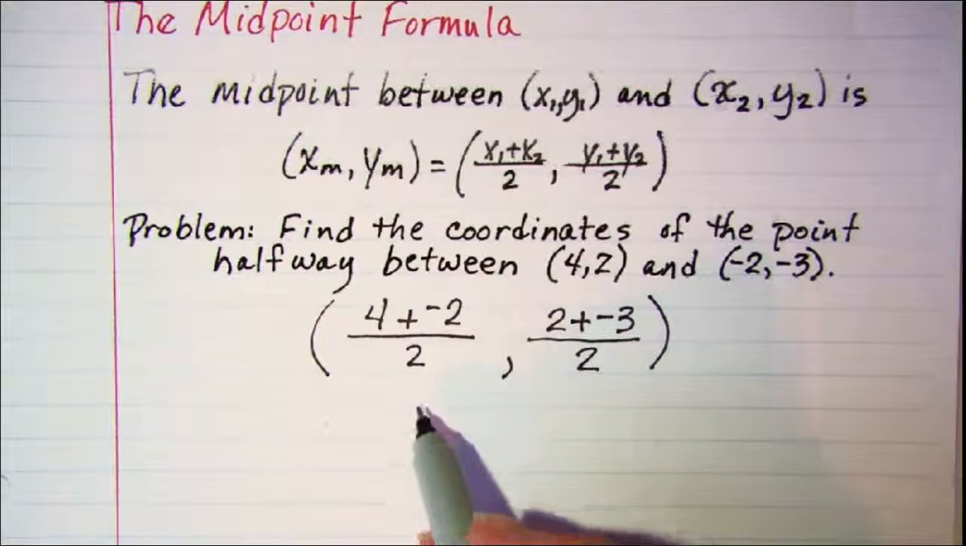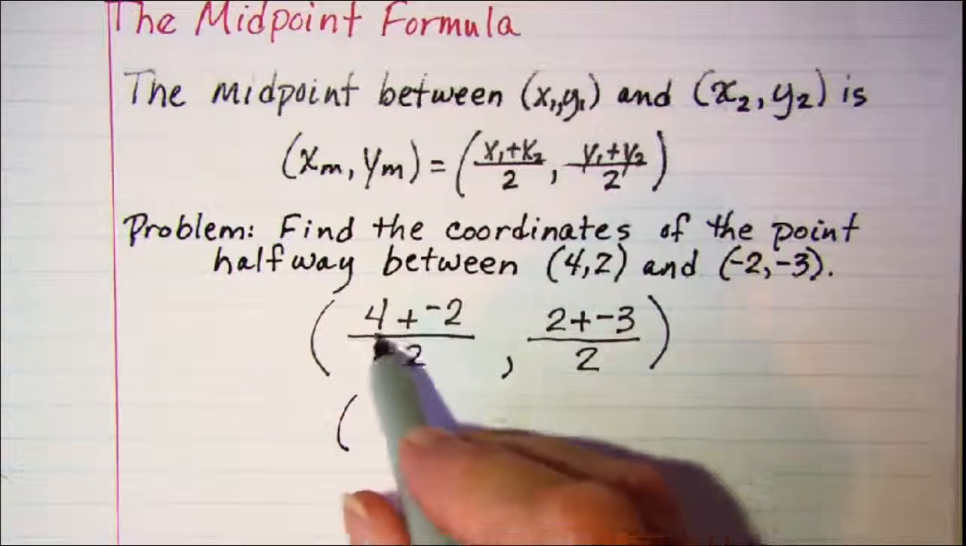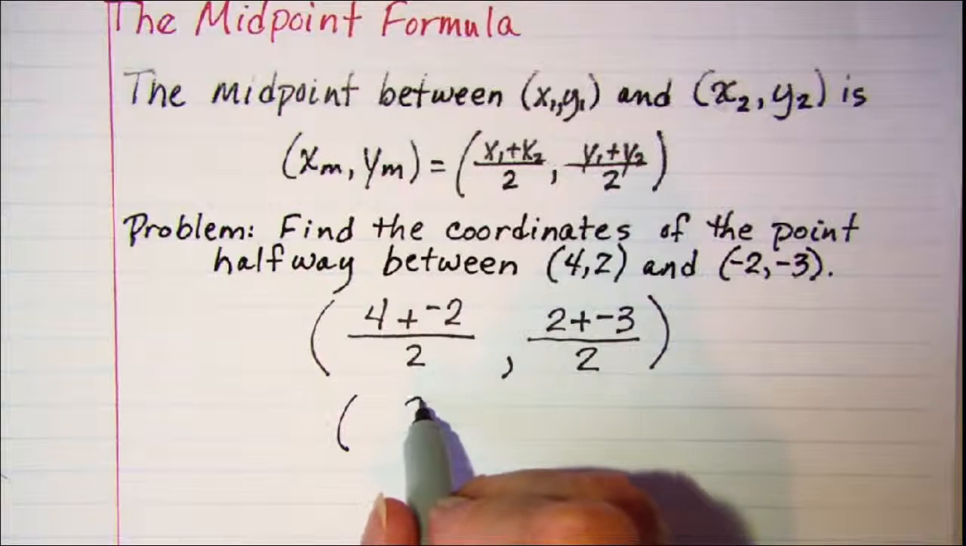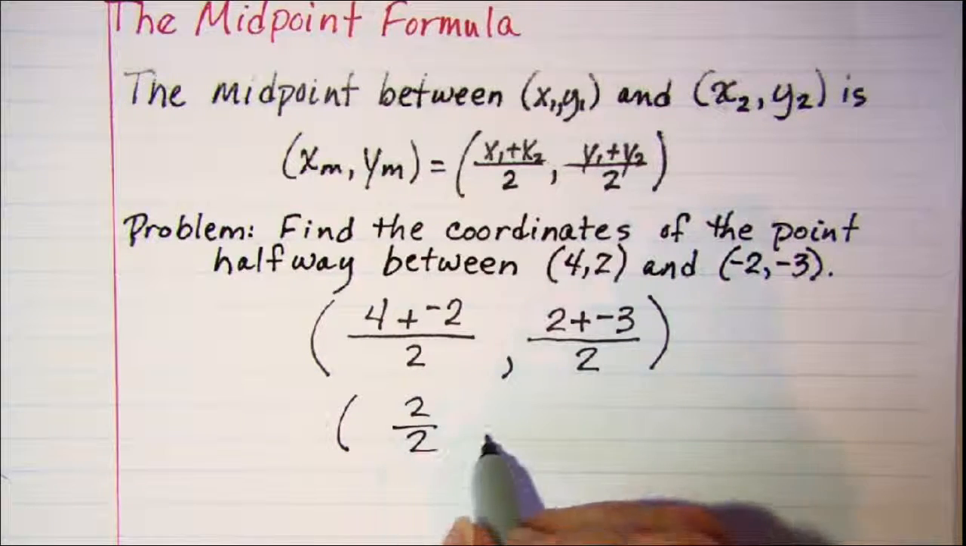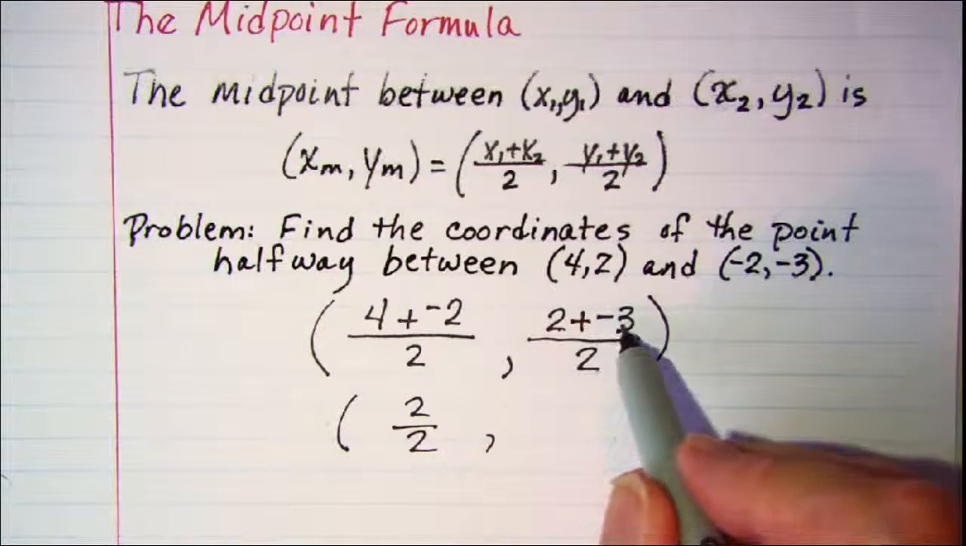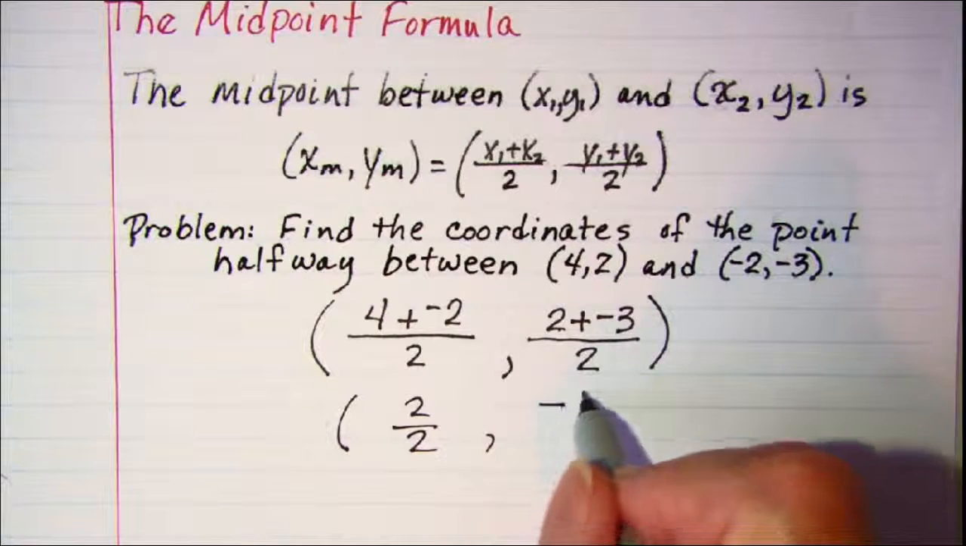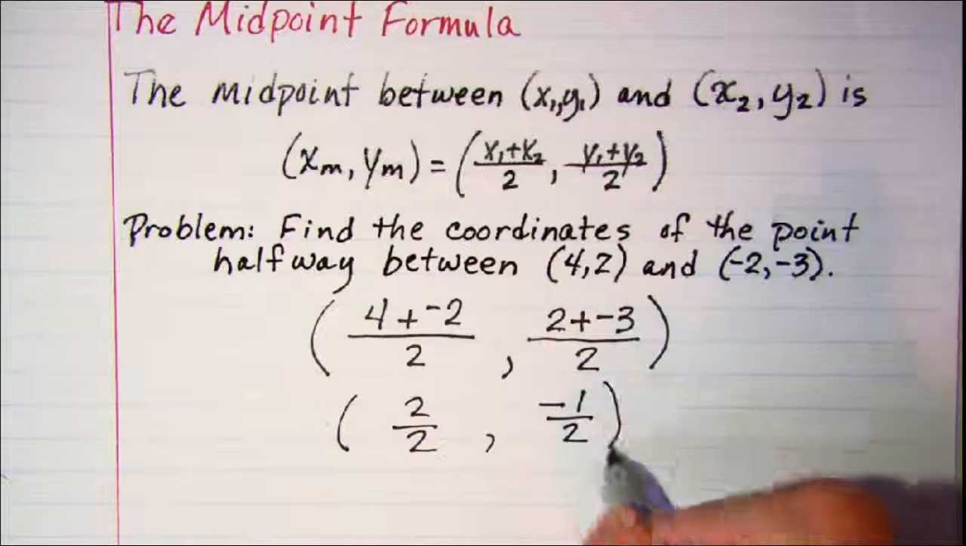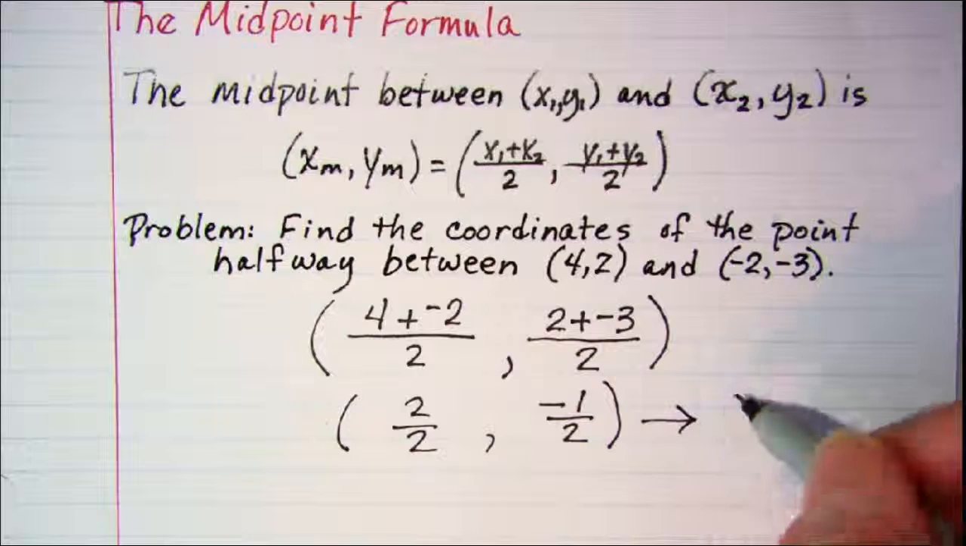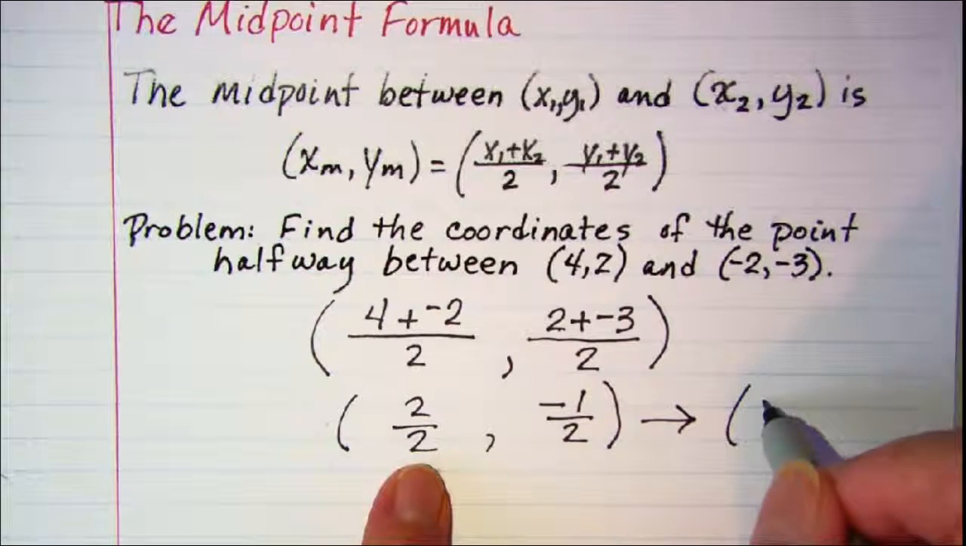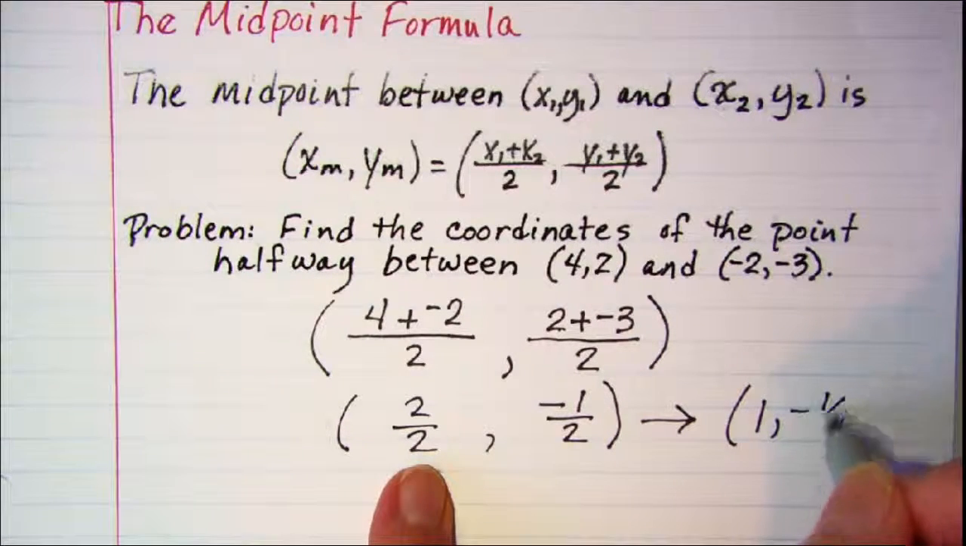Now we just need to do the math. 4 plus a -2 is 2. And then 2 plus a -3 is -1. So the coordinates of our midpoint are 1, -1/2.